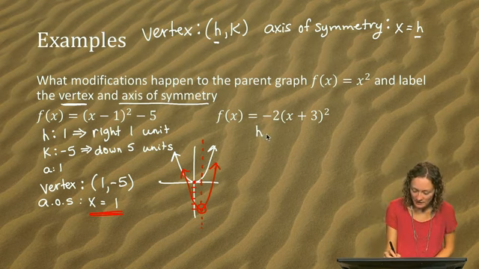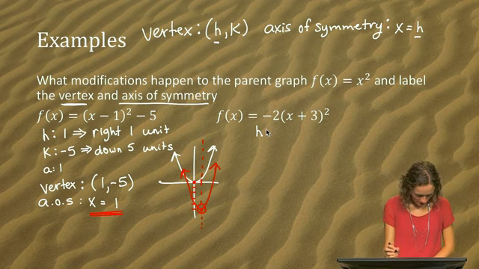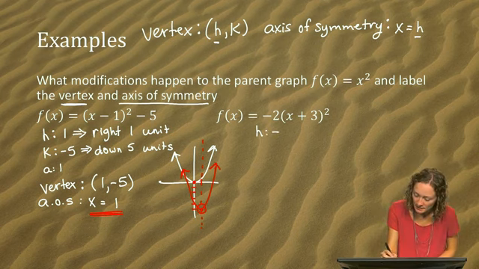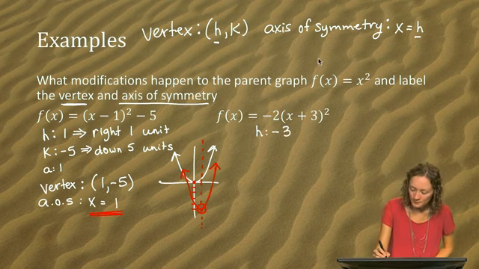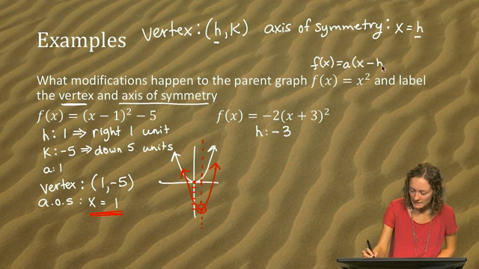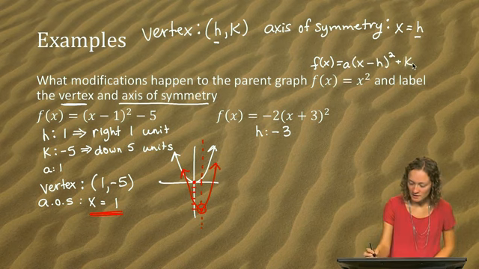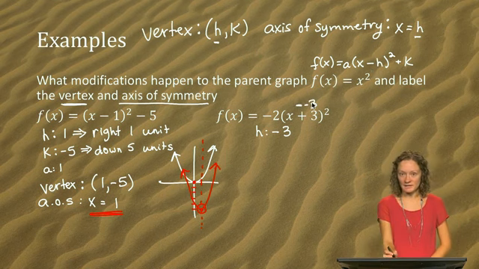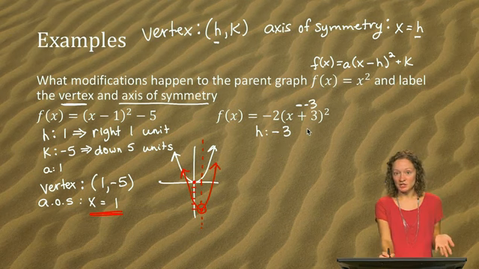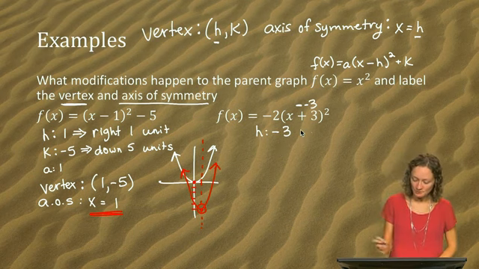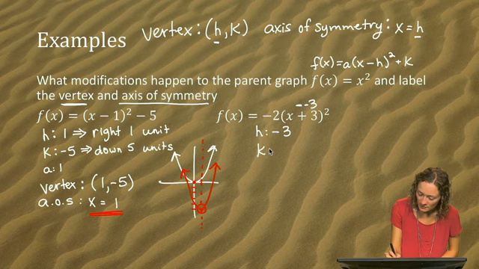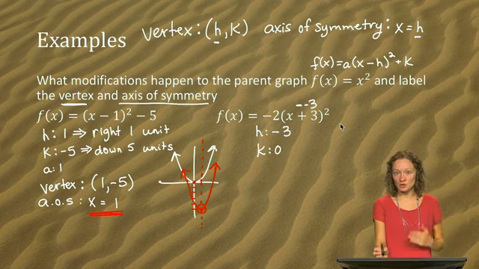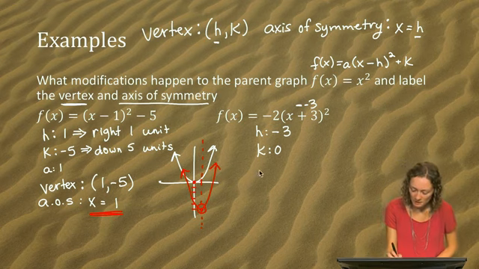So in this case, we have an H value of -3. Remember, the base form is A times X minus H, quantity squared plus K. So in order for it to be minus, you could rewrite this as minus -3. That's how we get -3. Essentially, it's just always the opposite of the sign you see for H. Our K value is 0, which means there's no change there. The standard K value is 0. And the A value is -2.